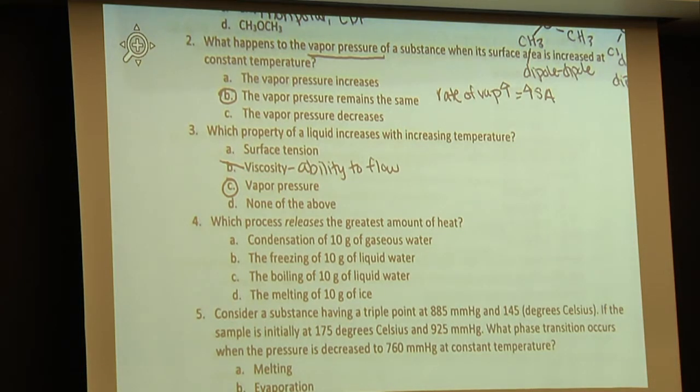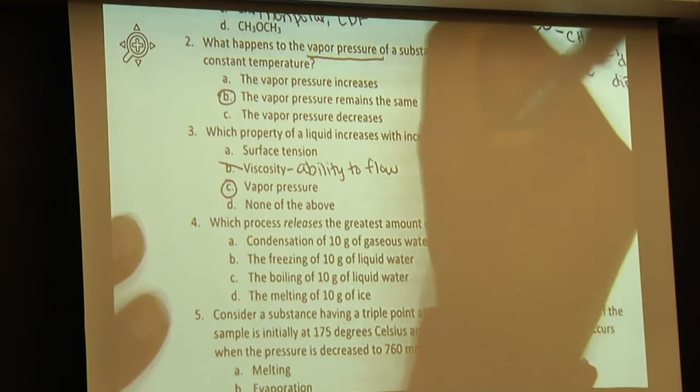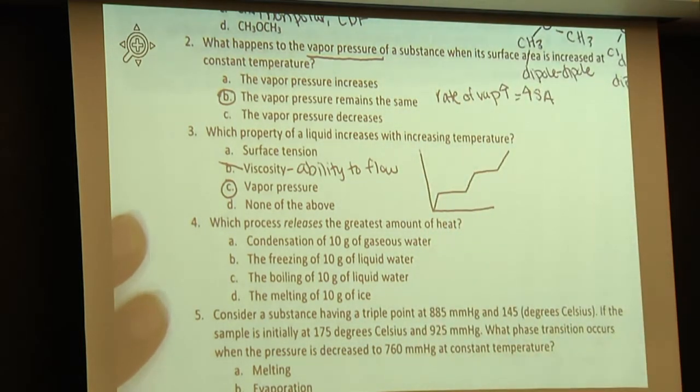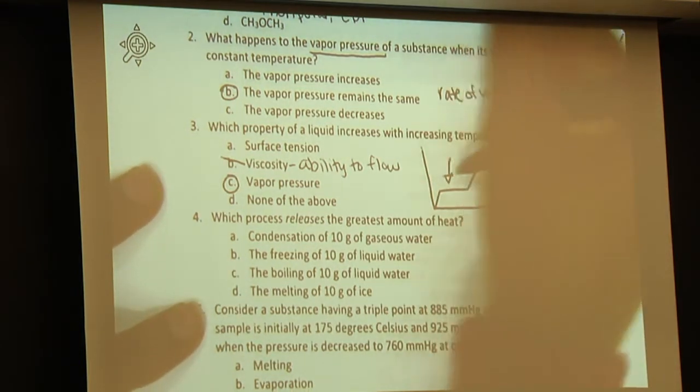All right, number 4. Which process releases the greatest amount of heat? So they gave us condensation, freezing, boiling, and melting point, right? Do you guys remember the heating cooling curve? So I'm going to draw that on my paper. Okay, so all of these are at where on the heating cooling curve? At the plateaus, you can find these.